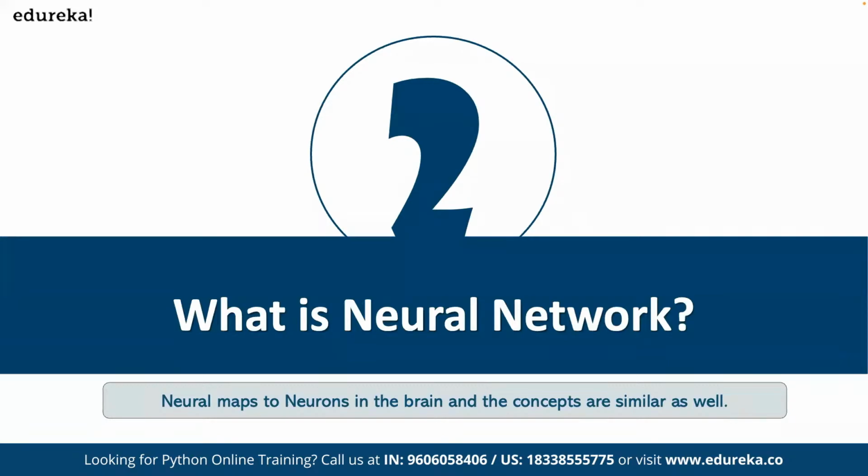So let's understand what this neural network is and how it actually works. This neural network, also known as an artificial neural network, is inspired by the human brain. So we've got neurons, at a very high level, and this neuron has the ability to learn from the data.